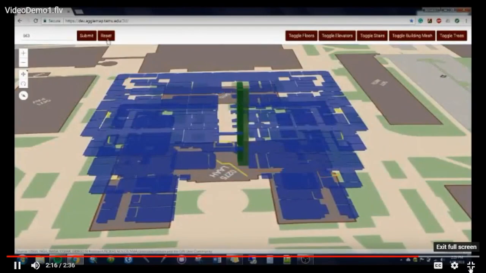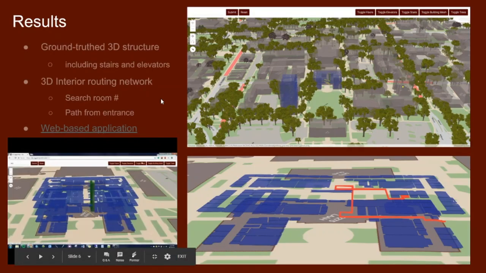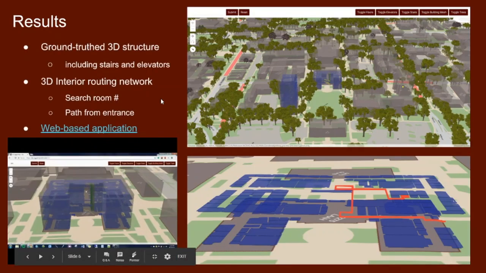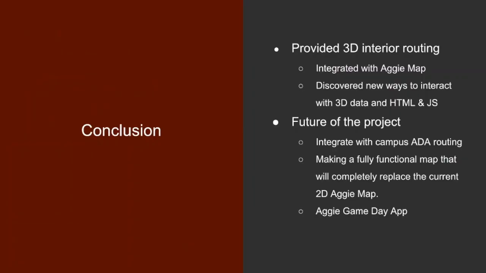We're very happy with the results, and we think that it turned out really well. So in conclusion, we provided a 3D interior route method for buildings, especially the liberal arts building on campus. We integrated into the Aggie map. We discovered new ways to interact with 3D data using HTML and JavaScript.